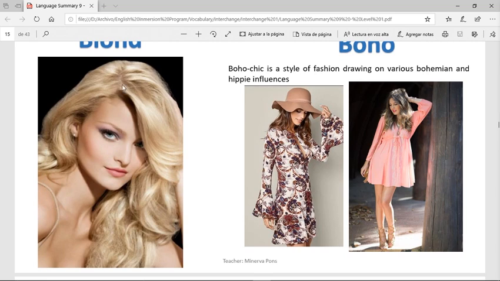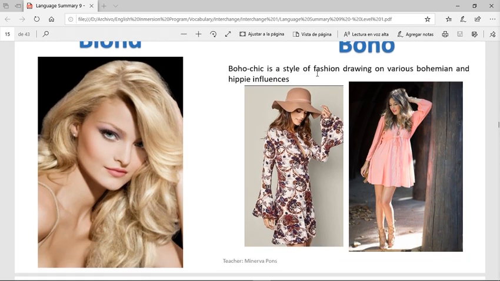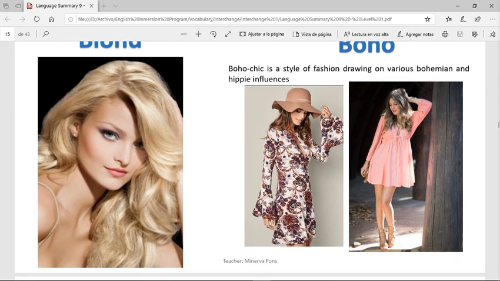Blonde. Blonde is when your hair is this type of color. Yellow or golden. Boho. Boho chic is a style of fashion drawing on various bohemian and hippie influences. It's like the type of clothing that is free, you know, this type of clothing. This is boho. Boho dress. A boho dress, you can say. A boho outfit.